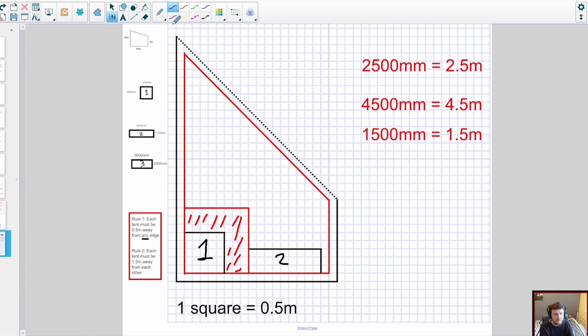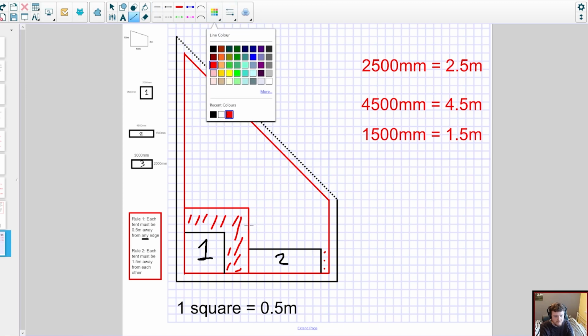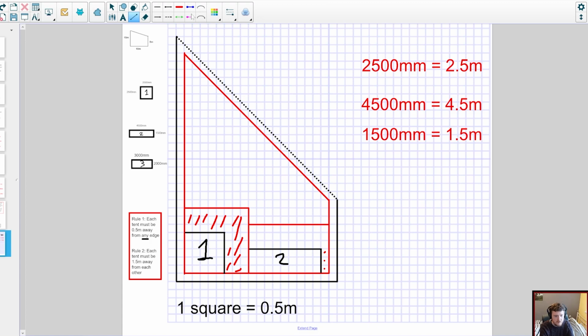Okay. Now, we know obviously that if it's got to be 3 squares away, we can't use any of these. That's no good. And we've got to be 3 squares away at the top as well. So we can't use any of these either. Yeah, I want to do a red line like this. Okay. So this is also blocked off. We can't put anything here either. But we've got this whole space that we can try and make this fit into.